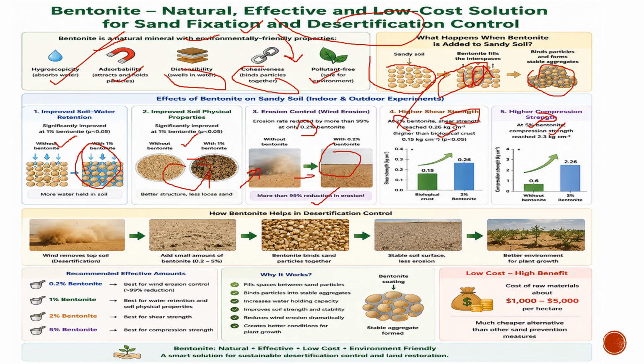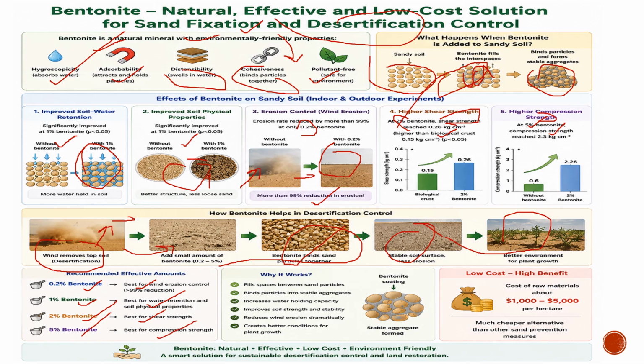So how can desertification be controlled? Generally wind removes at 6 mm per second or 8 mm per second, whatever the speed may be, basically sand particles will be sorted out in air. But after application of bentonite at the rate of 0.2% or 5%, it forms stable aggregates. It binds the sand particles, controls and reduces erosion, and you can go for vegetation. So you have to remember: 0.2% bentonite is good for reducing wind erosion, 1% bentonite for better water retention and improving physical properties, 2% is best for shear strength, and 5% for compression strength.